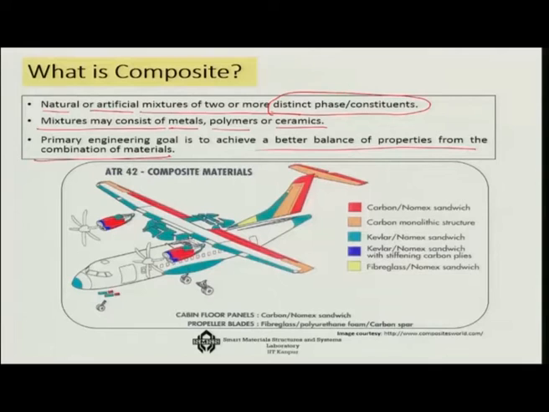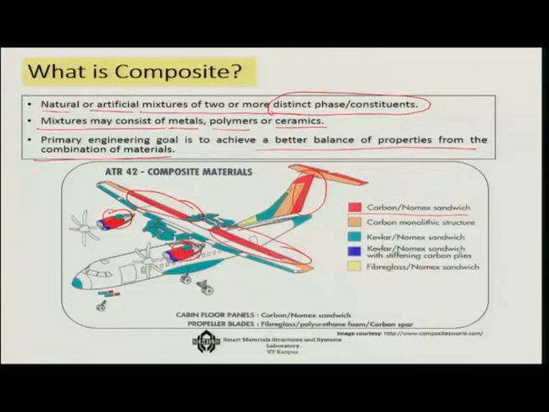Here is an example. This is an aircraft, and you can look at how many different places on the aircraft composites are used today. For example, as you can see, the red part, carbon Nomex sandwich, is used here in the radar part, and also here in the back side of the wings. They are also used in the engine portions. So, there are many portions where the carbon Nomex sandwich is used.